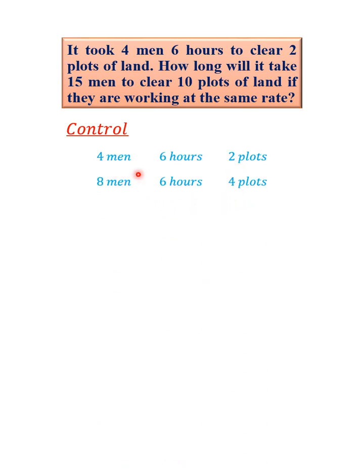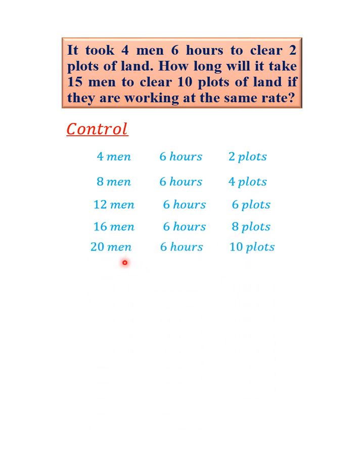If 4 men clear 2 plots in 6 hours, it means 8 men will clear 4 plots in 6 hours. It means 12 men will clear 6 plots in 6 hours. It is just a direct relationship. 4 men, 2 plots. 8 men, 4 plots. 12 men, 6 plots. Definitely 16 men, 8 plots. You continue this, 20 men, 10 plots.